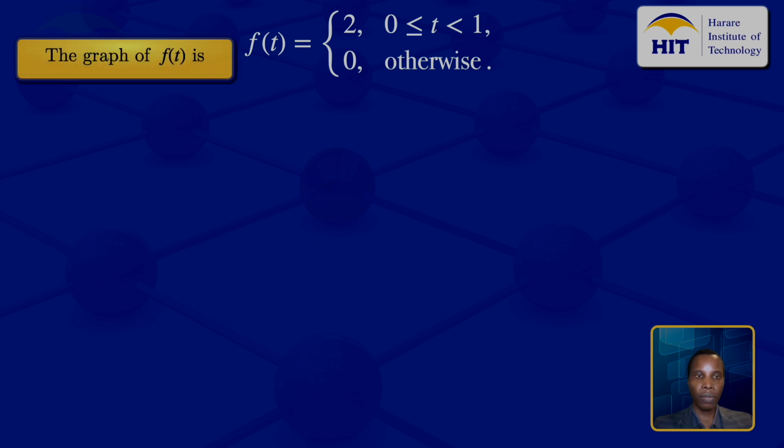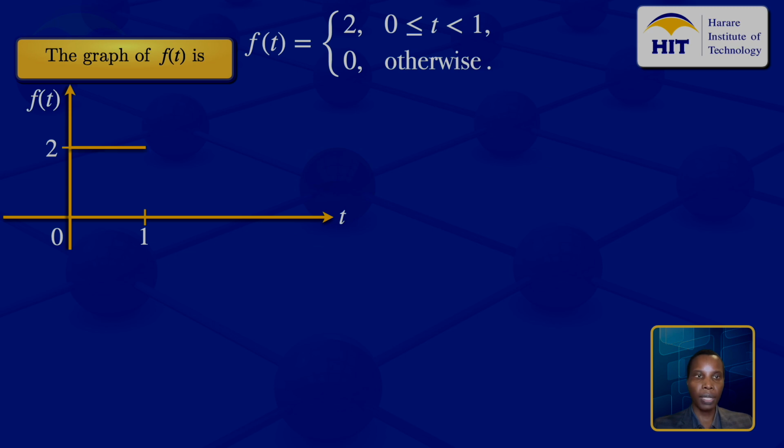So for the graph of f of t, I will draw my horizontal axis, label it t, and then the vertical axis, label it f of t, and then put the pointer 0 there, and then the 1, then the 2 on the vertical axis, and then go on and plot that line there equal to 2. So we are saying it is 2 between 0 and 1. So we now have that graph of f of t.